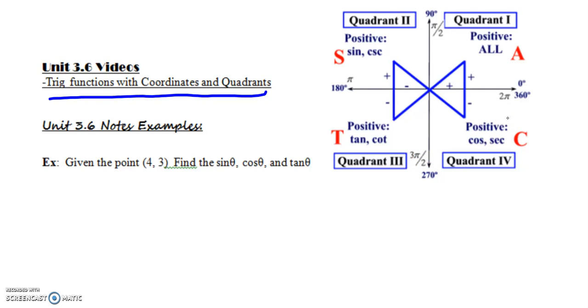Let me show you why. If we take a look at this first example, given the point (4, 3), find the sine, cosine, and tangent. So, what I want to do is draw a quick little coordinate plane, and then graph the point (4, 3).